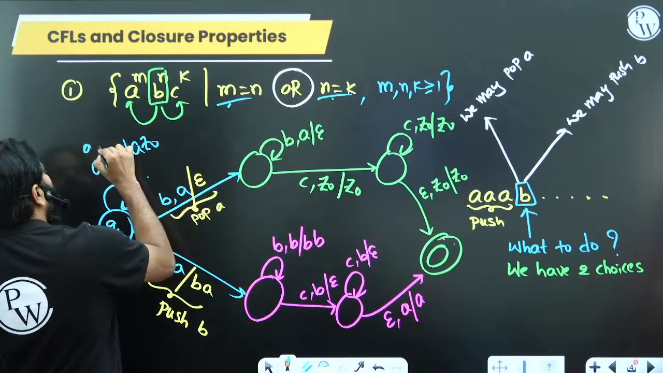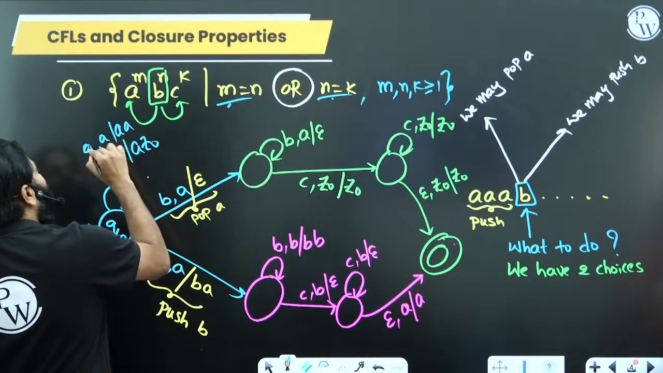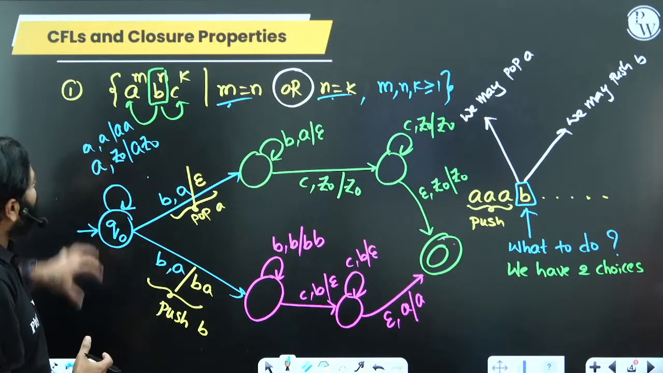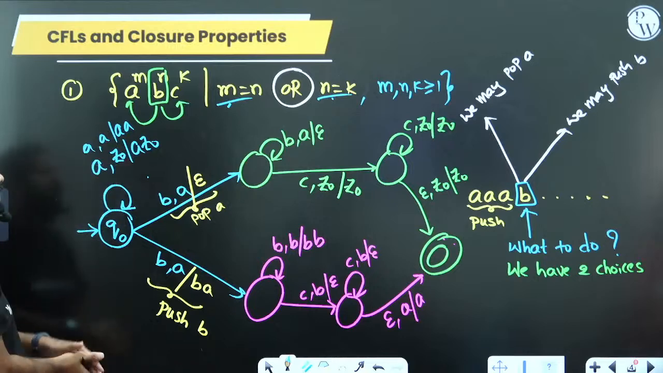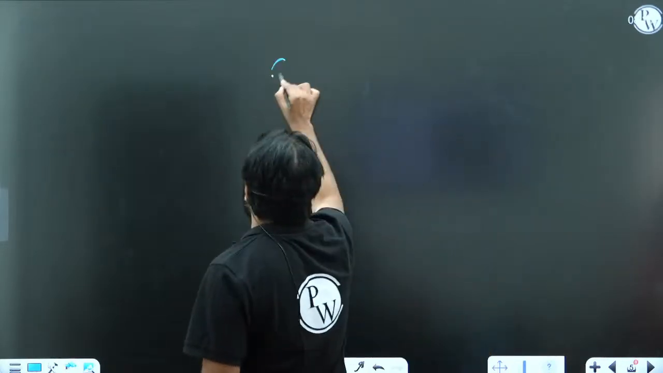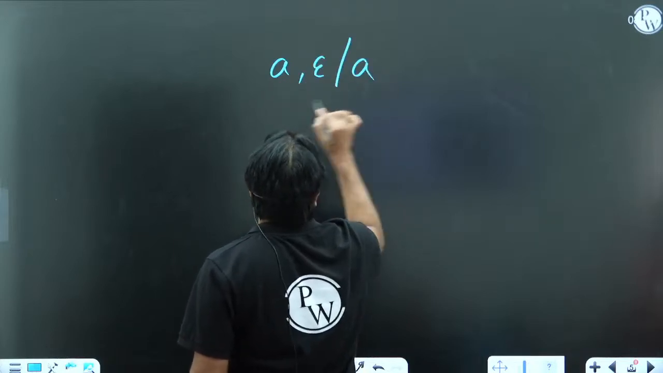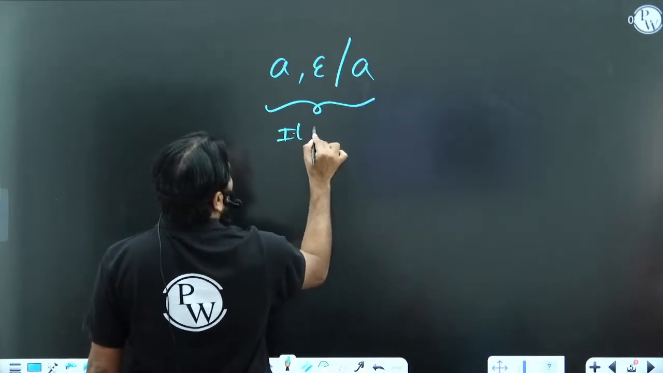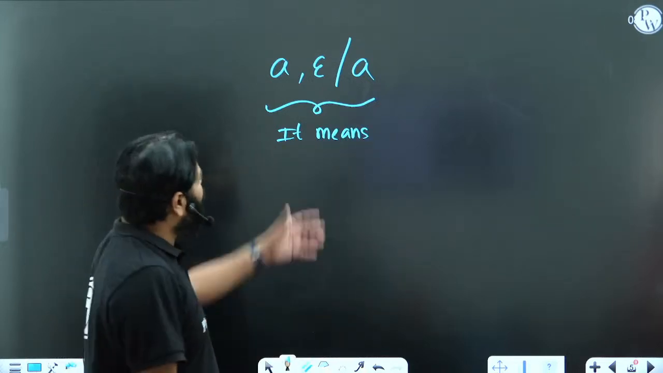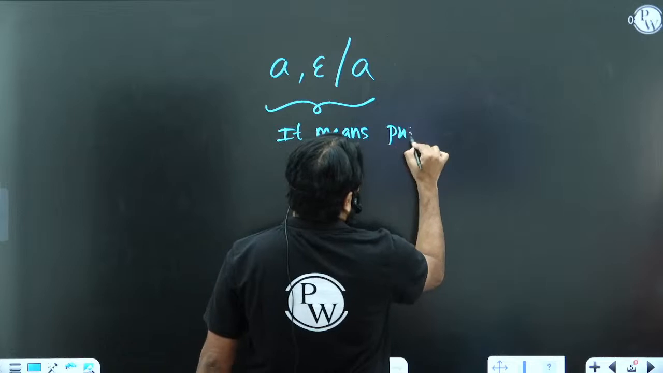The other way is, why do you waste your time? Already it's non-deterministic, right? Why are you telling Z0 is there, then A is there? These two things you can replace with one thing, that is A comma epsilon. Understand, single transition: A comma epsilon slash A. It means push A without looking at the stack. Anyhow, we know Z0 is there, then A is there. You know that. It means push A.